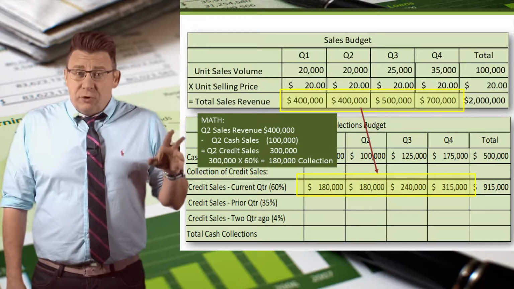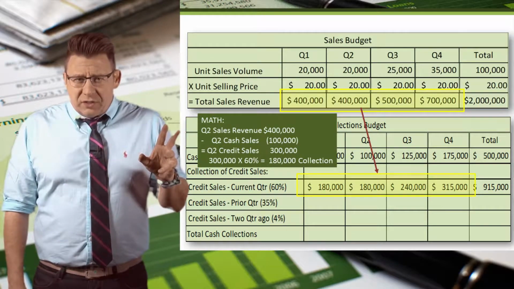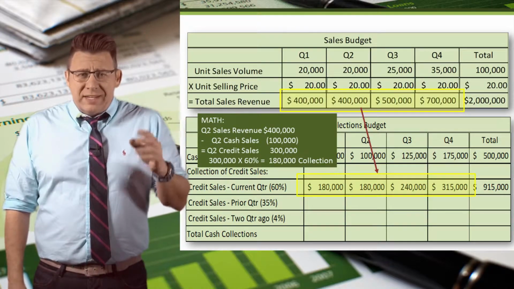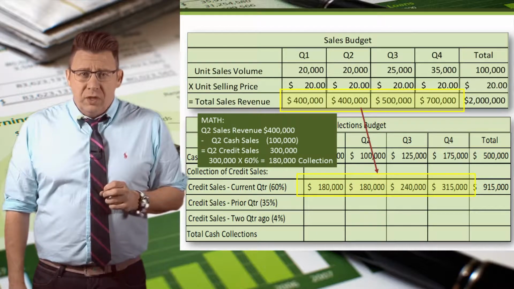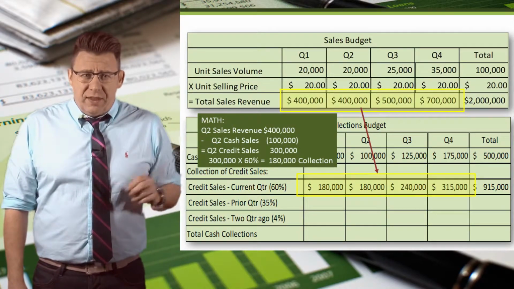Here is the math for Q2. The total sales revenue is $400,000. $100,000 are cash sales, so credit sales must be $300,000. Therefore, 60% of $300,000 is $180,000.